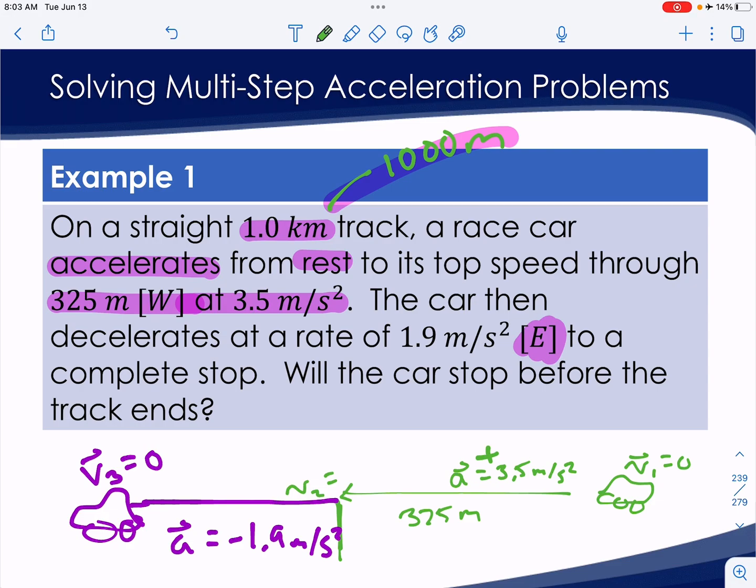Okay, will the car stop before the track ends? Okay, so we know that the track ends at 1,000 meters. So the question is, here we have 325, right? The question is, what is this distance, right?